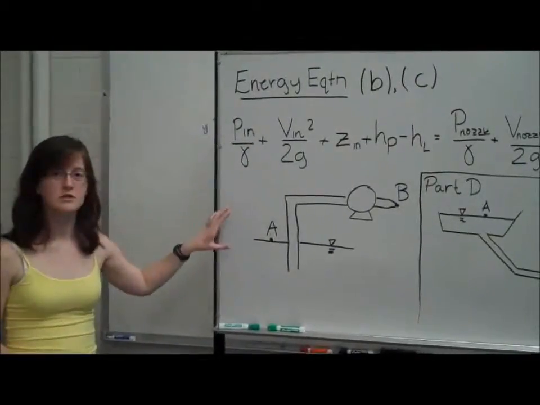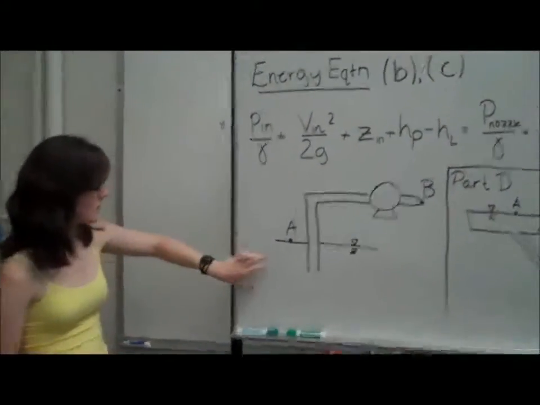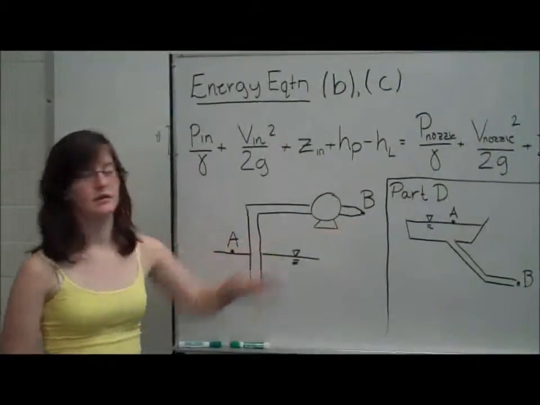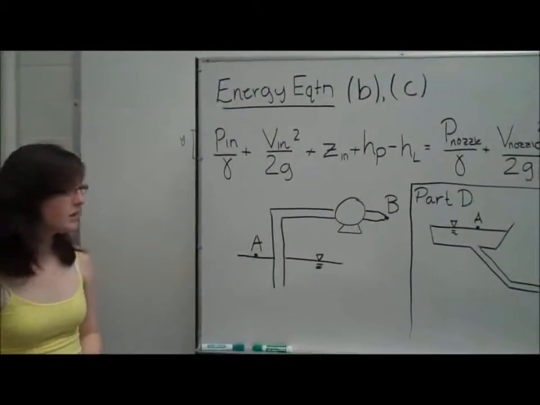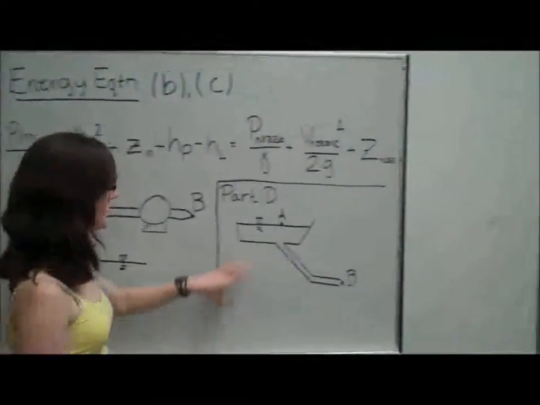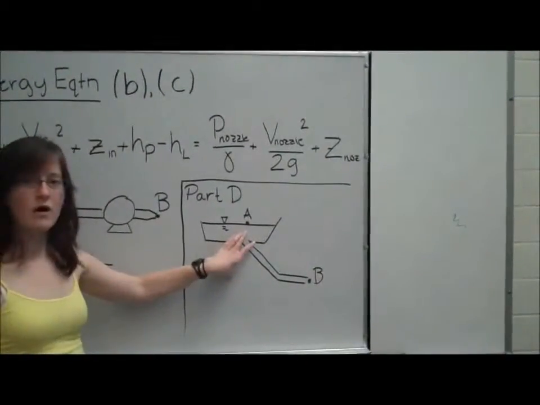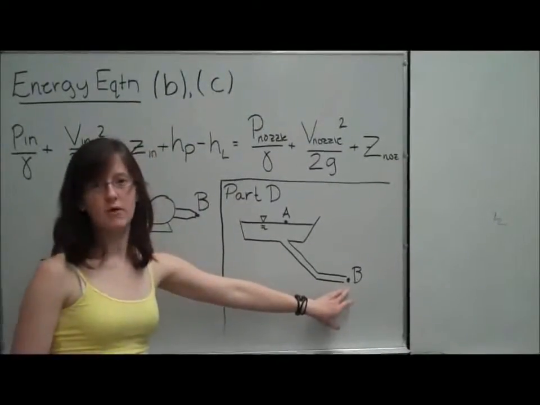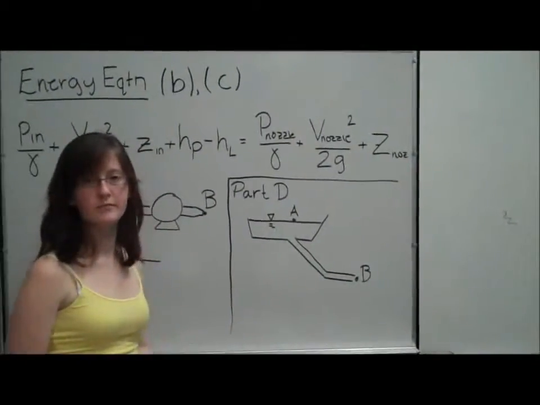The points that you should choose for these two parts are taking A at the water level surface and B at the nozzle. In part D, you need to choose A in the tank of water above the turbine and B in the pipe just before the water goes through the turbine.